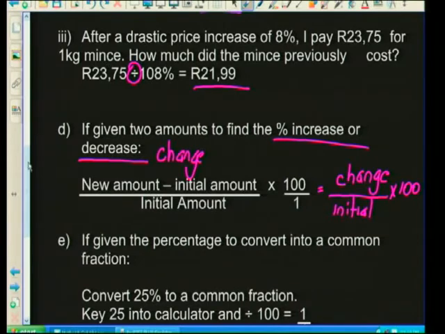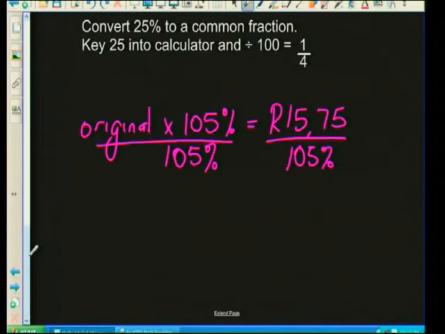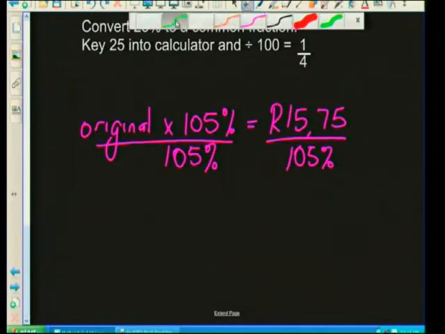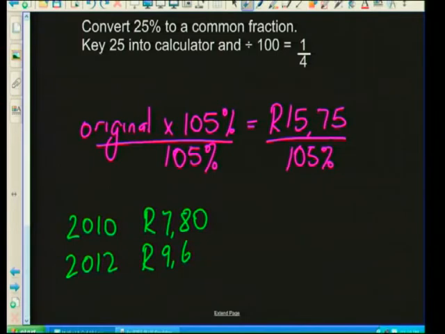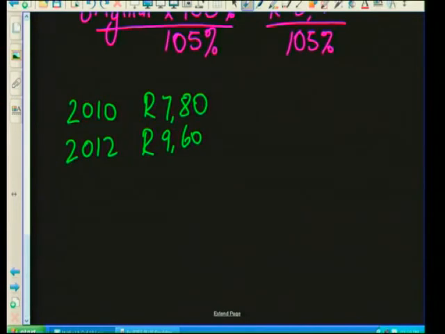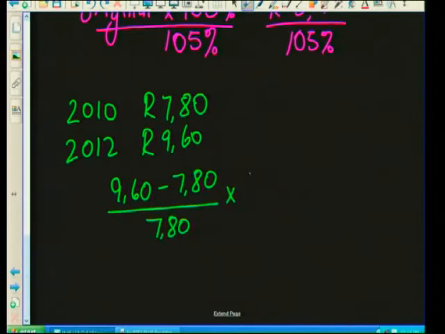So let's do a quick example of that. So we don't have one here, so let's change color. So say, for example, in 2010, I paid 7 Rand 80 for a loaf of bread. And in 2012, I now pay 9 Rand 60 for that same loaf of bread. How do I do the calculation? I look at my change, which is my new value, minus my old value, divided by my old value or my initial value, and it's a percentage, so I times by 100.